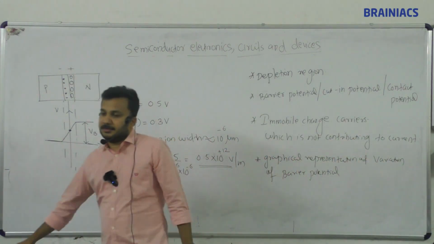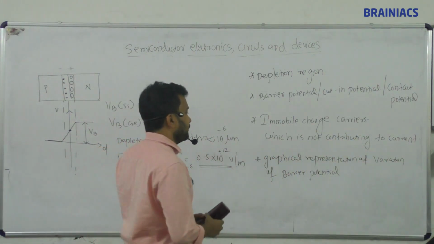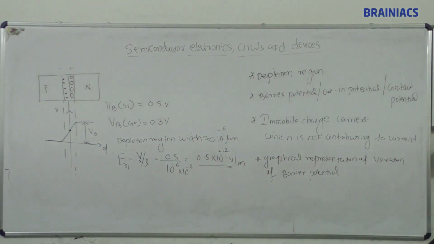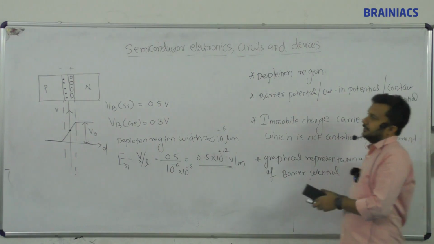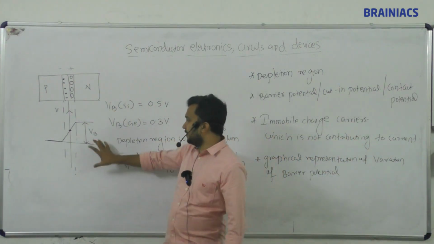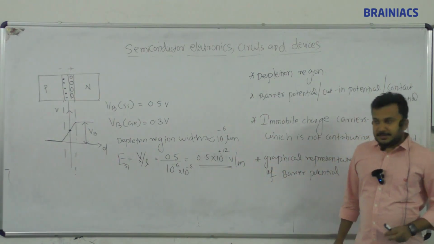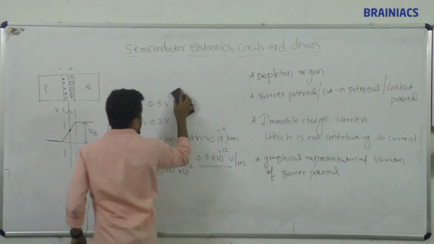Electric field strength at the depletion region is very high. Just the voltage and other graph, nothing else. There is a hike from here. That's all. Next one. Symbol of a diode. Just write a short note.